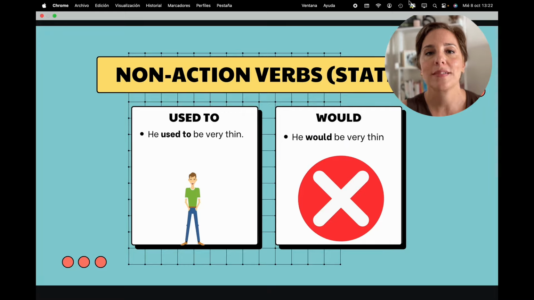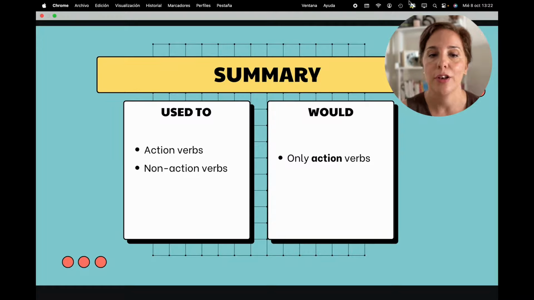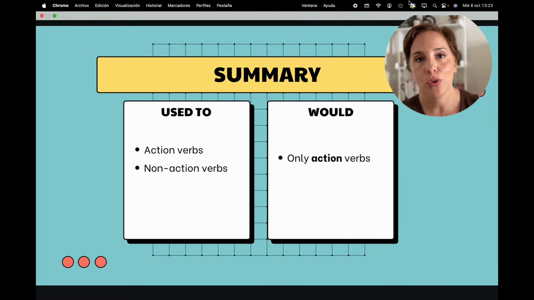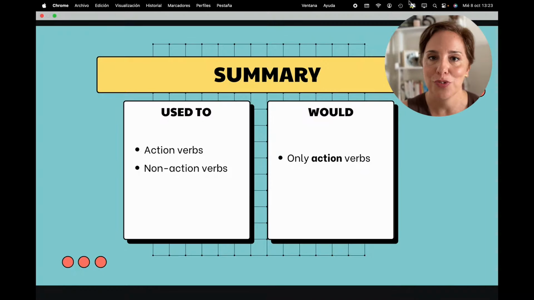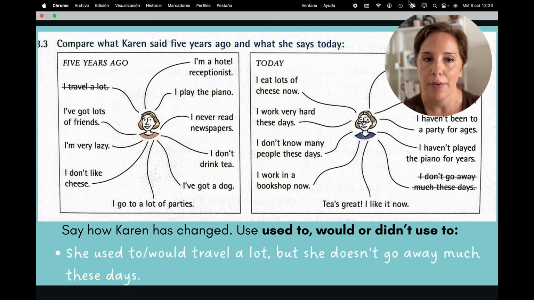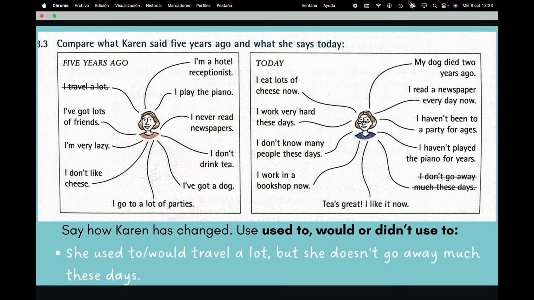All right, so a quick summary for you. Used to is valid for everything, for action verbs and non-action verbs. However, would is only valid for action verbs. Now let's take a look at a few examples. What you can see on the screen is this lady, Karen, 5 years ago on the left and today on the right. And the idea is that we need to make sentences using the expressions used to, would, or didn't used to. Okay? So for example, let's take the example already done.